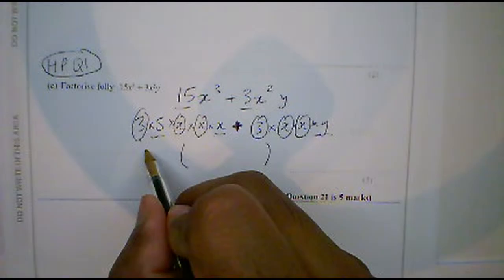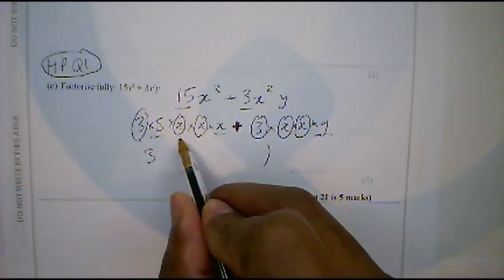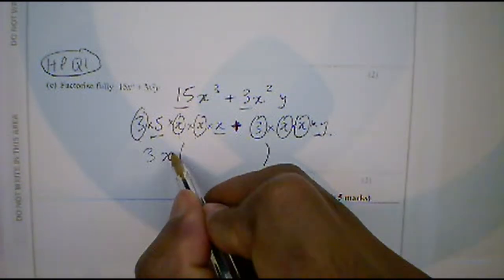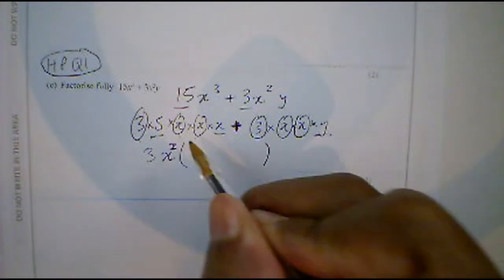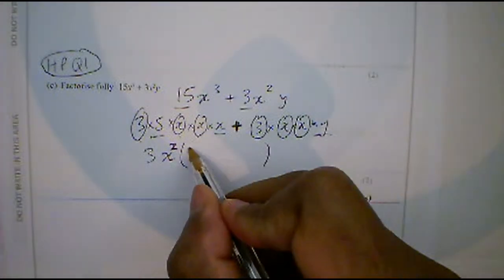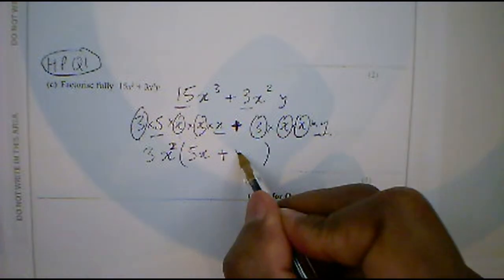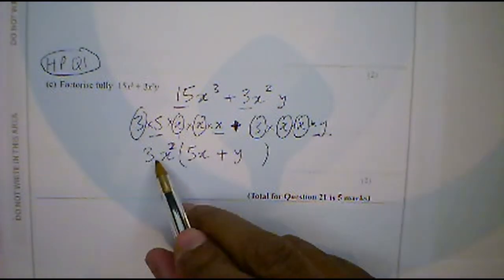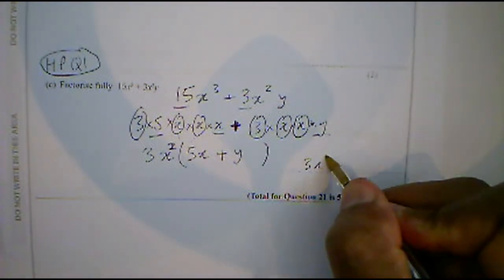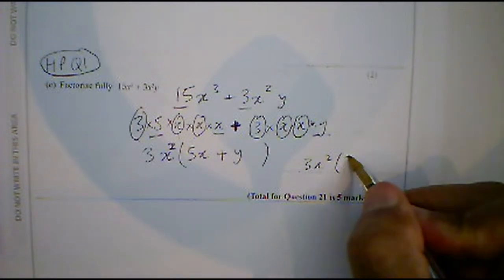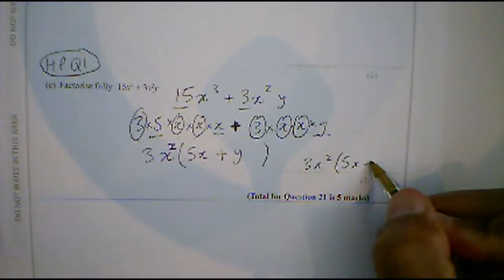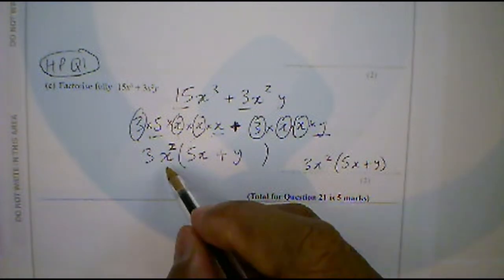3 goes on the outside. x and x is x squared, so that goes on the outside. And I've got 5x left, plus I've got y left. So my final answer is 3x squared, bracket, 5x plus y. And again, double check.